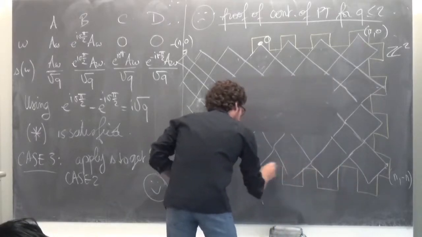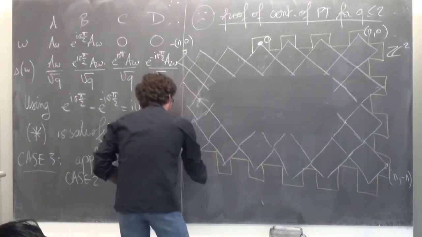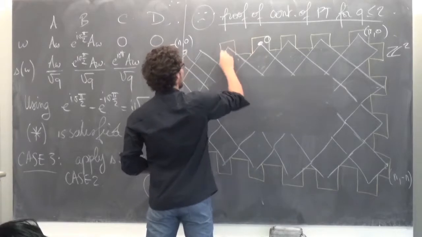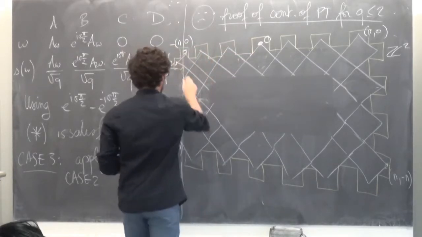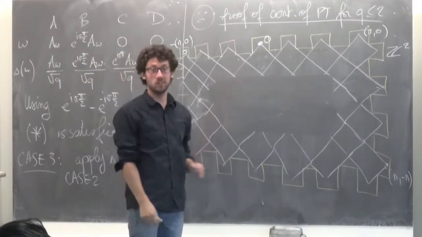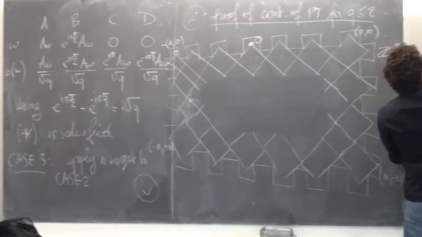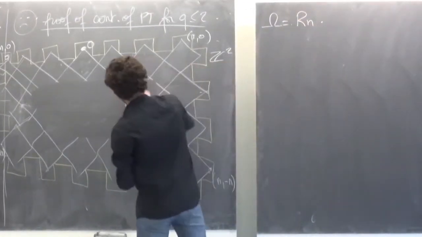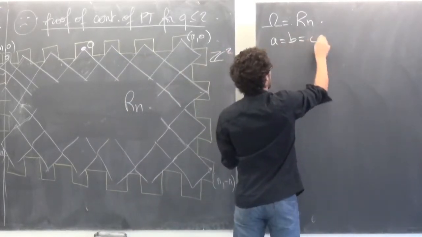And I need to tell you what A and B are to apply our theory. I'm going to choose A and B to simply be 0 and 0. So let's fix: omega is this box, which I'm going to call Rn, say. This is Rn. And A is equal to B is equal to 0.